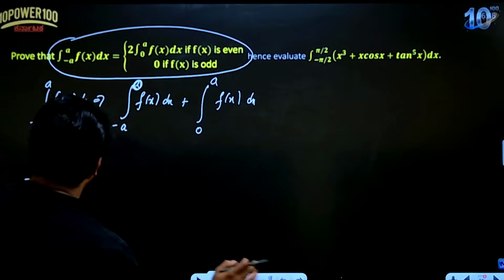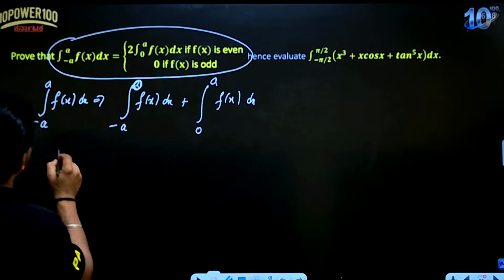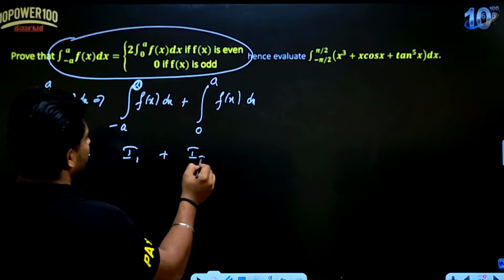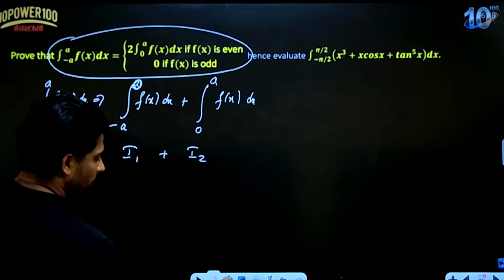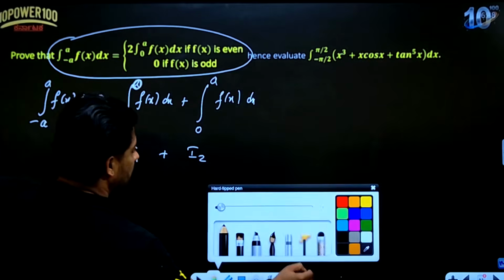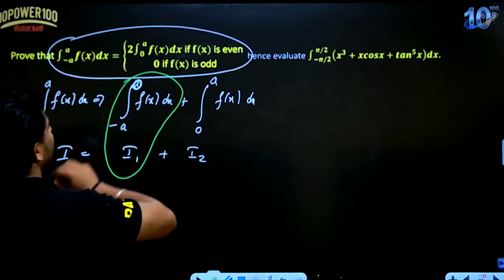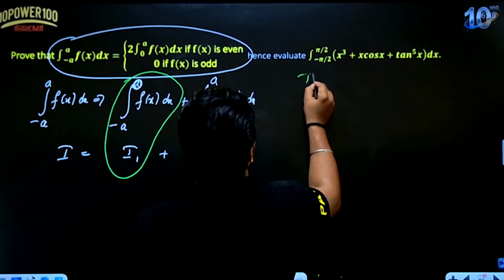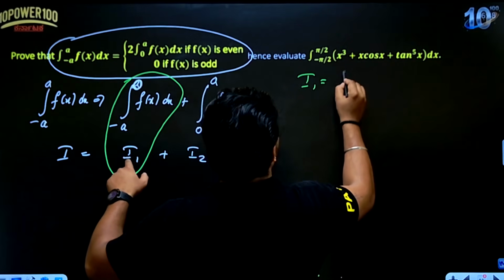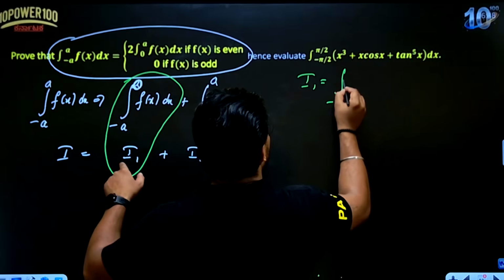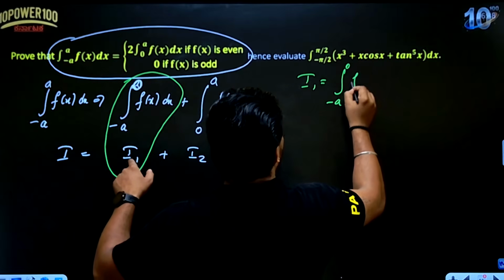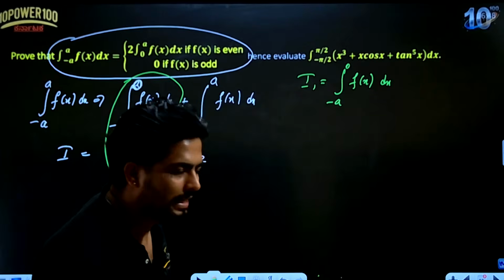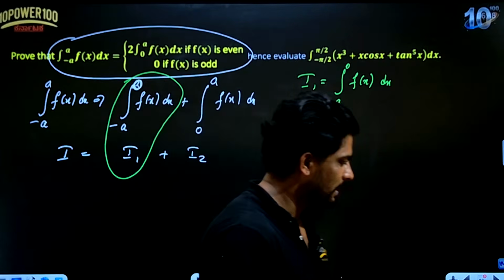Okay, now what I'm going to do is take this as I is equal to I1 plus I2. Now I'm focusing only on this part. I'll take only this I1 and keep the other part as it is. So I1 is the integral from minus a to 0 of f of x dx. Here it is a little strange.